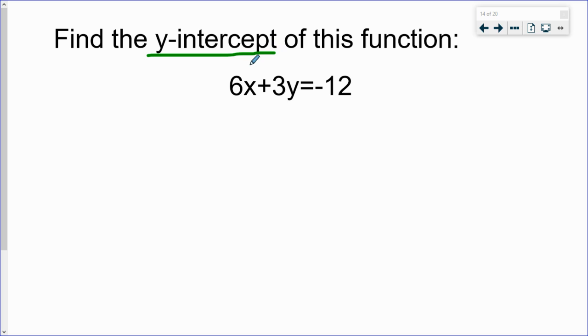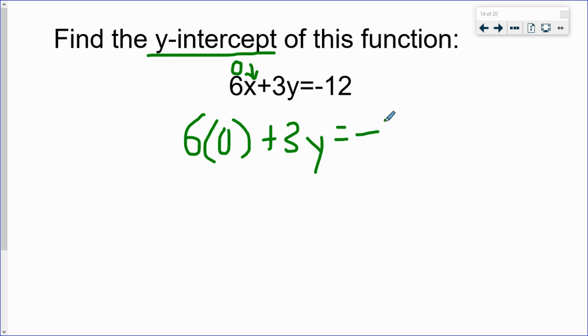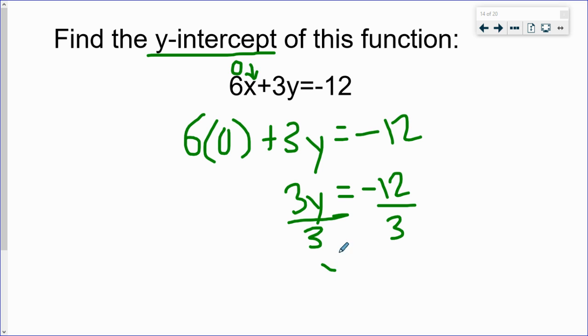Remember, when we find the y-intercept, we want to know what y is when x is 0. 6 times 0 plus 3y equals negative 12. 6 times 0 is 0. 0 plus 3y is 3y. So 3y equals negative 12. We can divide both sides by 3, and we get y equals negative 4. So when x is 0, y is negative 4.